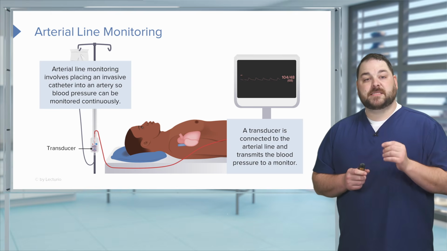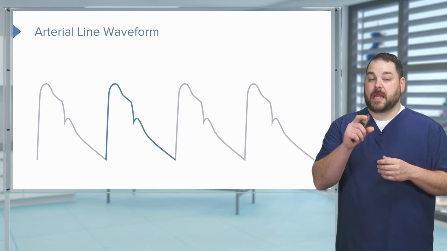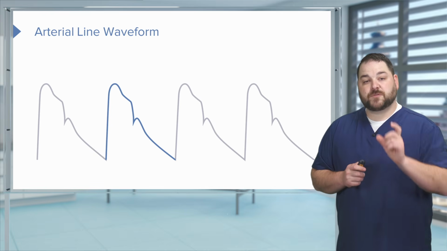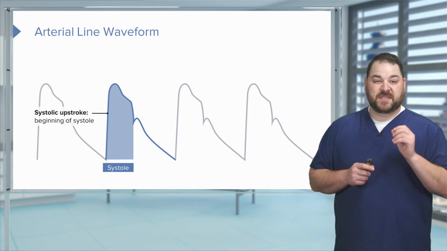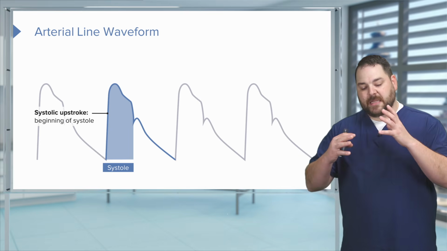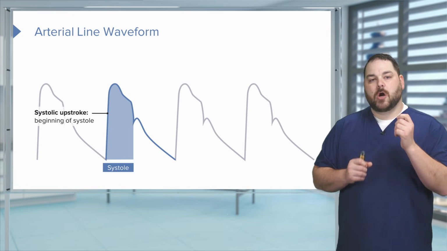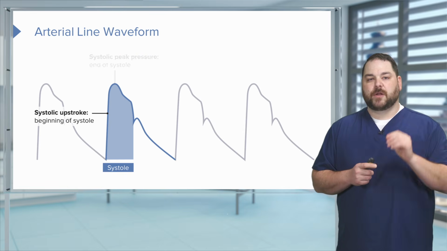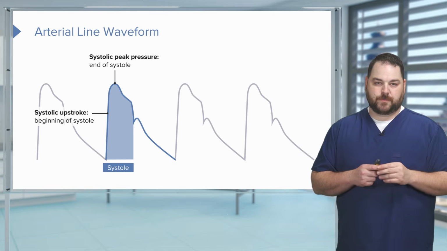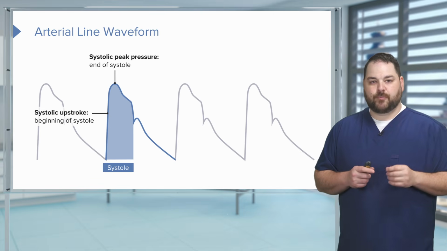When you look up at the bedside monitor, you're going to see an arterial line waveform. The first part of that arterial line waveform is the systolic upstroke. This is the beginning of systole. When that left ventricle contracts, it causes that waveform to go up. At the very top of the waveform is called our systolic peak pressure. This is where we get our systolic pressure from.